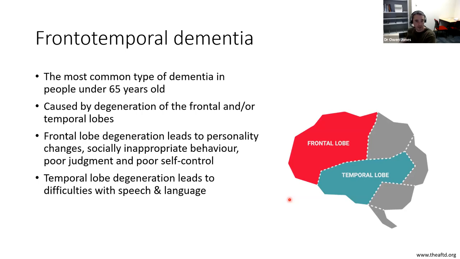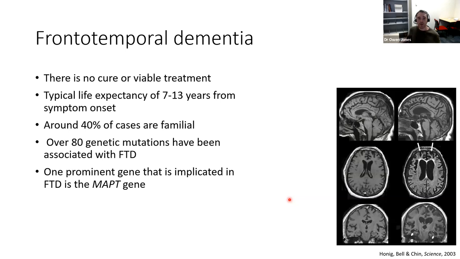Now, why do we care so much about frontotemporal dementia? Why do we need to do research on frontotemporal dementia? Well, sadly, it's because there is currently no cure. In fact, we don't even have a viable treatment that could slow down the progression of frontotemporal dementia. And this is a big problem because the disease is ultimately fatal.